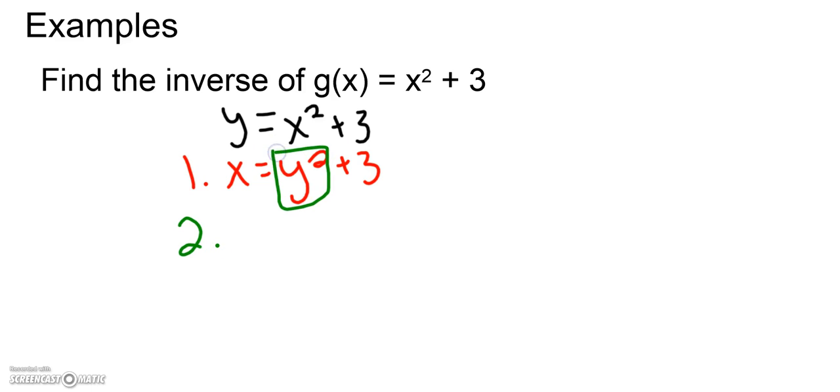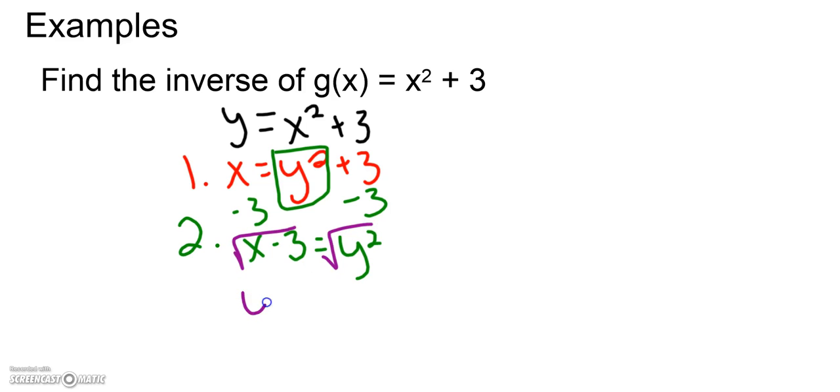So solving for this right here, I'm going to subtract 3 from both sides. So I get x minus 3 equals y squared. Now, in order to undo the squared, we have to take the square root of both sides. So y is equal to the square root of x minus 3, with the minus 3 under the radical. That is super important, because if you put the minus 3 on the outside of the radical, it means something completely different.